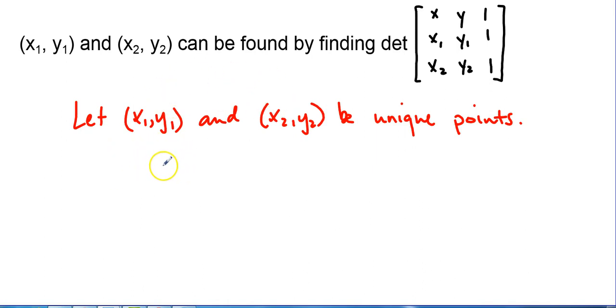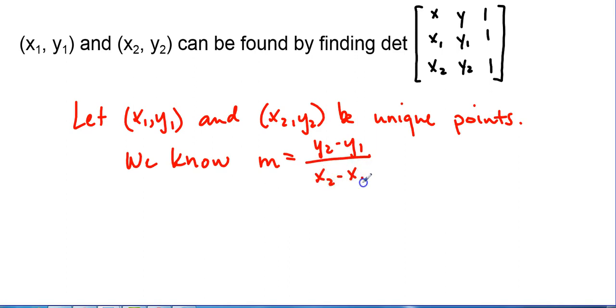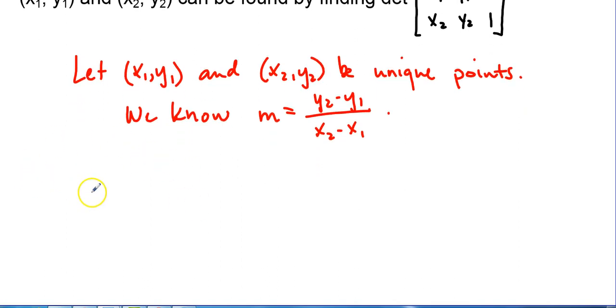So we know that we can find slope, and we can find slope by taking y2 minus y1 and dividing that by x2 minus x1. So using that and plugging into point slope form, we can now write the equation of a line based on our slope and one of these points.